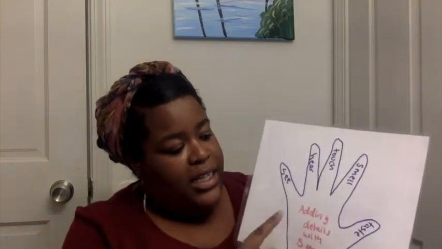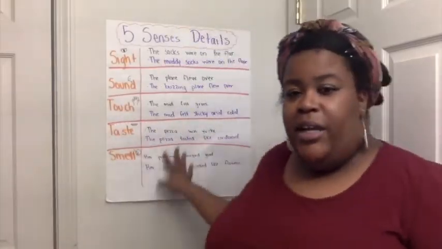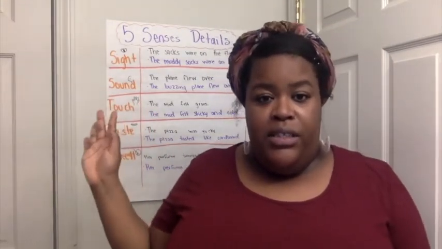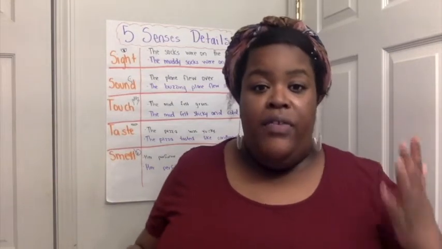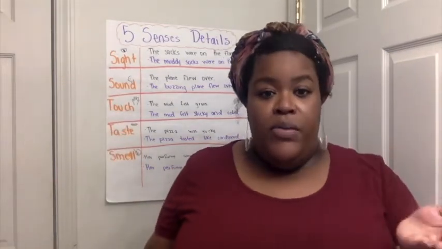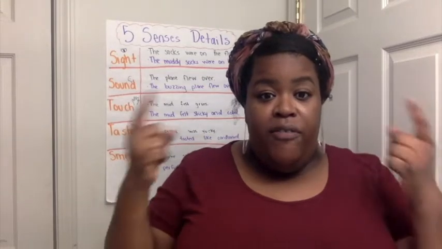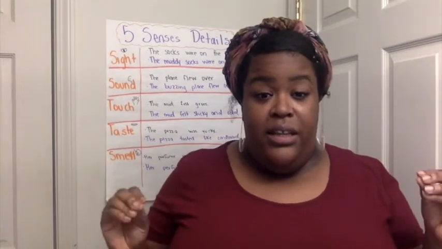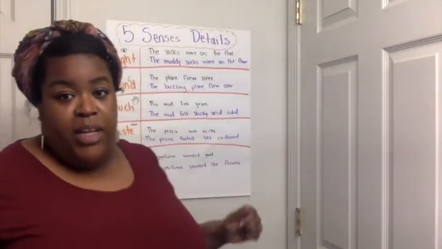So our chart here says adding details with our 5 senses. So Kipsters, we can use our 5 senses to help us add more details to our story and to make it even better. I'm going to show you what I mean. So let's take a look up here, because right here I have some examples of a different story in different sentences. I want to show you how this writer wrote regular sentences, but then thought about their 5 senses and how they could add more using the sense that they're talking about. So let's take a look so you can see what I mean.